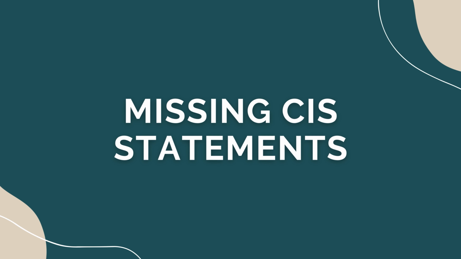Missing CIS statements. If you do not have all your CIS statements, you can ask your contractor to send you replacement copies. If the contractor you're working for stops trading and you have not been able to get all of your CIS statements, you should write to HMRC.